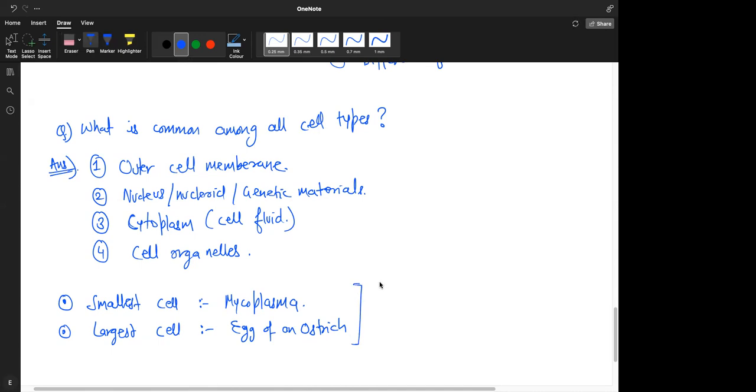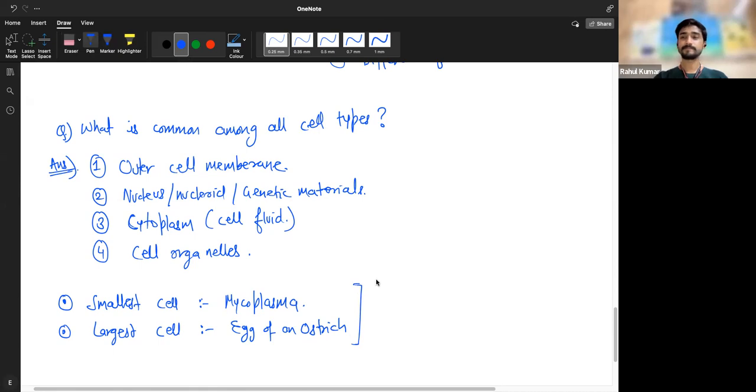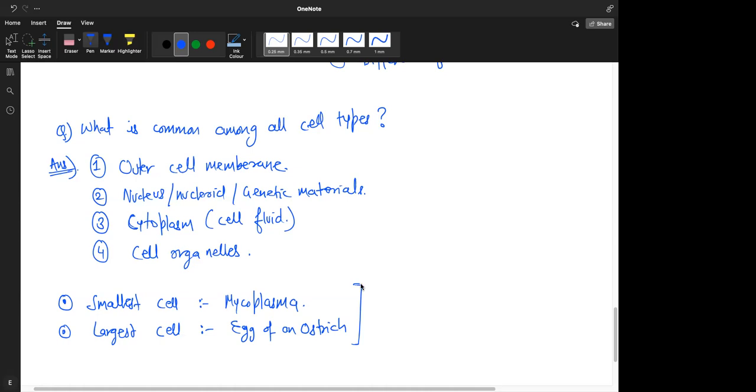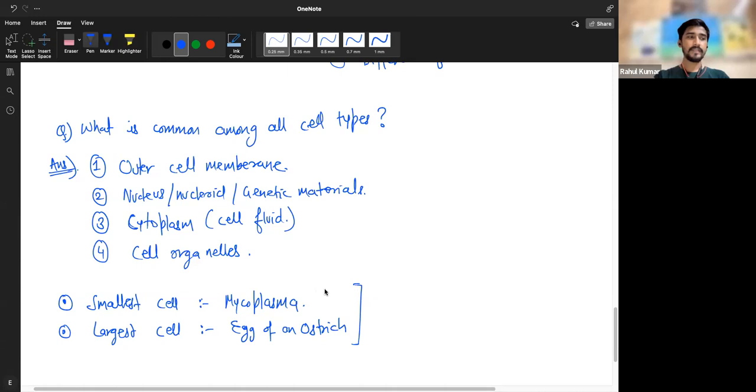Mycoplasma is even smaller than bacteria. They're not bacteria, they are even smaller than bacteria. That's why they are called mycoplasma. Okay?